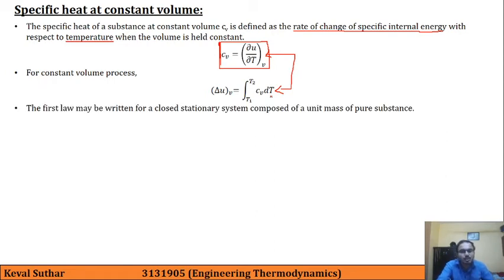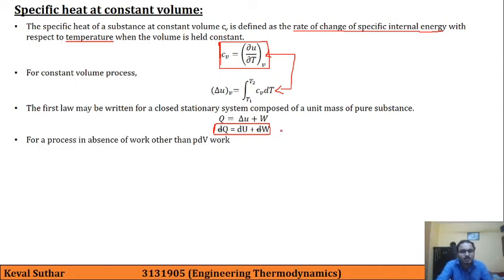So the first law may be written for a closed stationary system composed of a unit mass of pure substance. That is this formula, Q is equal to delta U plus W. It can also be written in the differential form as d cut Q is equal to dU plus d cut W. To repeat, d cut Q is equal to dU plus d cut W. Now for a process in absence of work other than PdV work, we can simply replace d cut W as PdV.